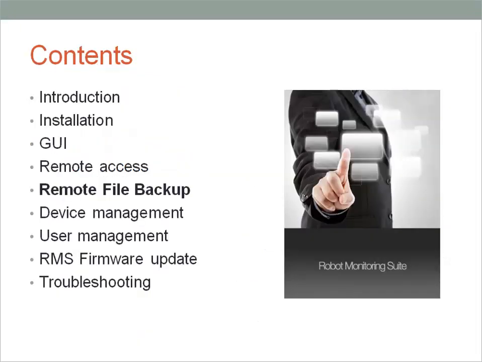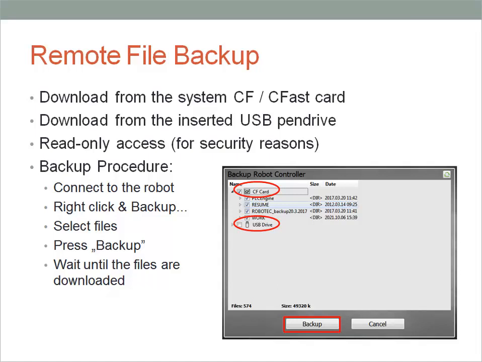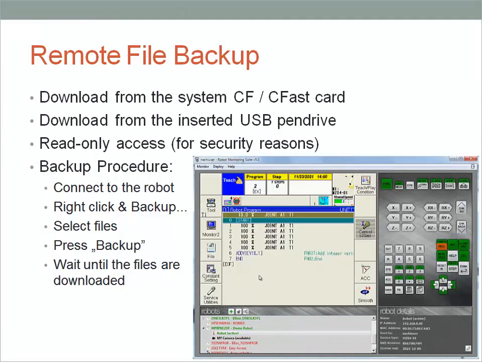Next, let's see how to back up files from a remote robot controller. The robot monitoring suite can help you download system files from the CF or CFast card in the robot controller. You can download files from a USB drive if there is any attached to the robot controller. To start the backup procedure, start the remote session by double-clicking your robot and then right-click on the main screen and select Backup.